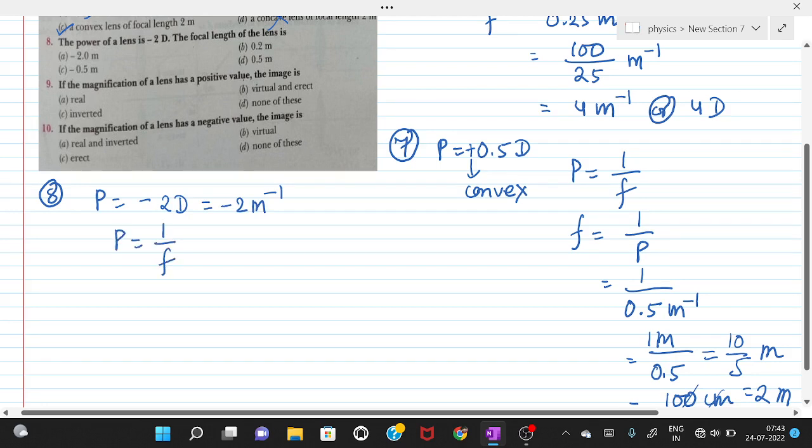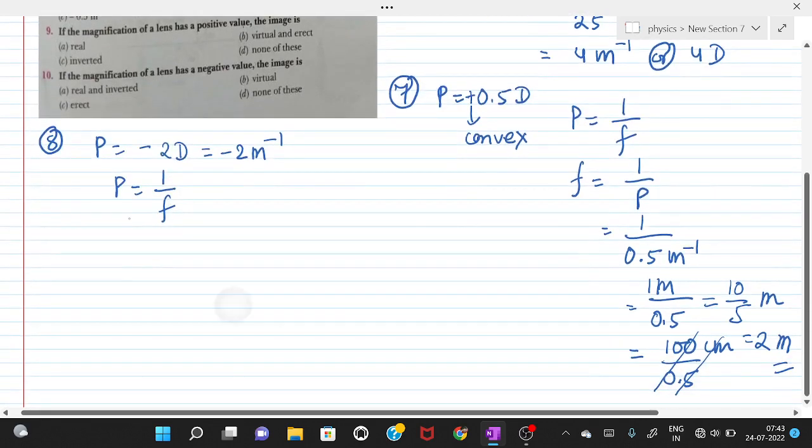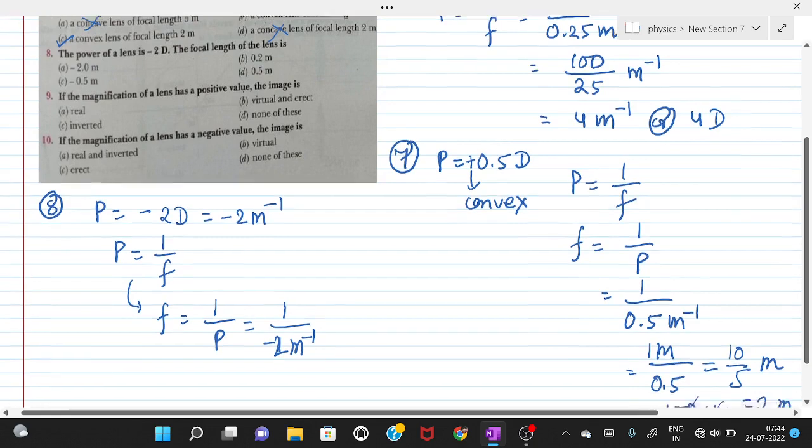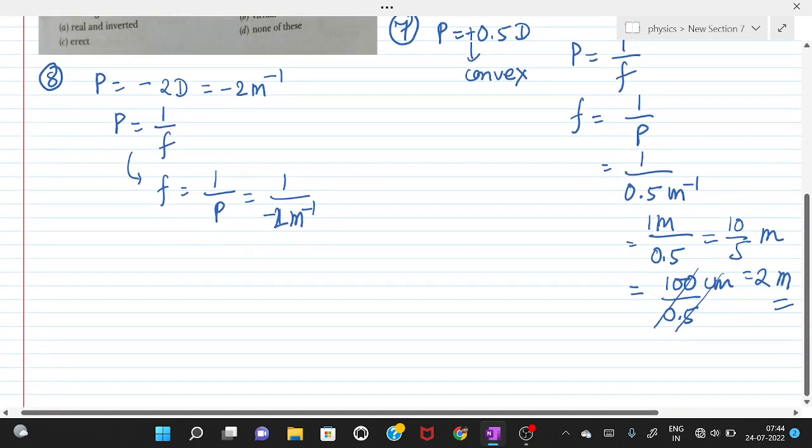In the question they are asking focal length. So what is focal length from here? Focal length is 1 by power. What is power? Power is minus 2 meter inverse. Let's see the options first. Our answers are given in meter, so no need to convert to centimeter.